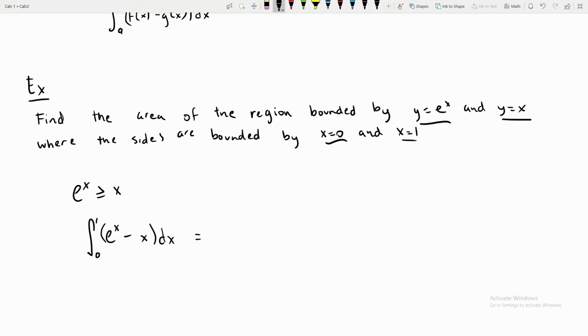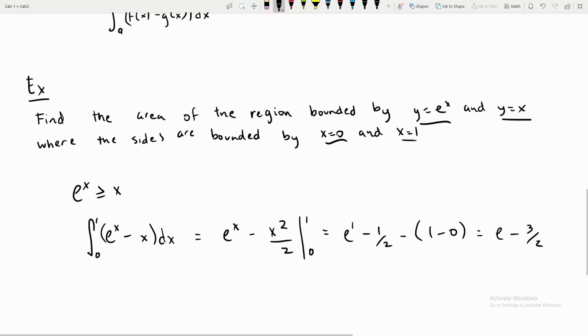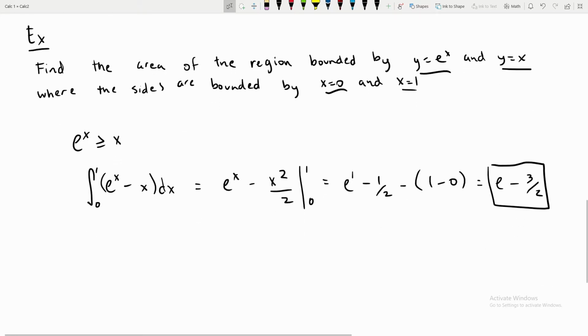And now this is a pretty straightforward integral. I'm just going to speed through this, and I'm sure you know how to do this integration. So there we go. We have evaluated our integral, and our final answer is going to be e minus 3 over 2. Pretty straightforward, pretty easy question in my opinion.